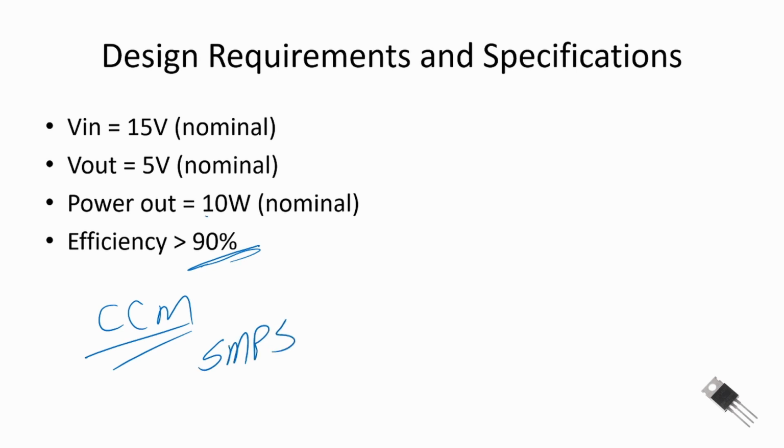And using the 10-watt output, I can compute an average output current equal to 10 watts divided by 5 volts. And that's going to give us a nominal output current, which is equal to 2 amps. So we'll be able to work with that in our design.